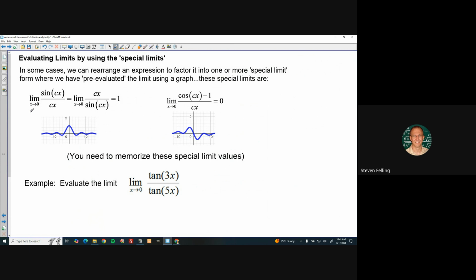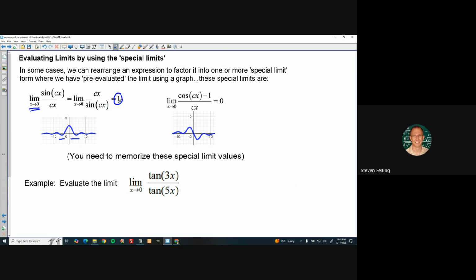One of them is anytime you have a function sine of any constant times x over that same constant times x, if you graph it, it will look like this. And that means that as x approaches 0 by graph, this is always equal to 1. And since 1 over 1 is 1, if you flip this upside down, cx over sine of cx, you'll get some other shape, but it will approach 1 as x approaches 0. This rule is applicable only when x approaches 0 and only with this structure, sine of a constant x over constant x, or constant x over the sine of the same constant x.